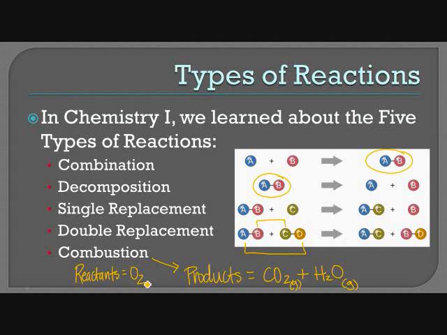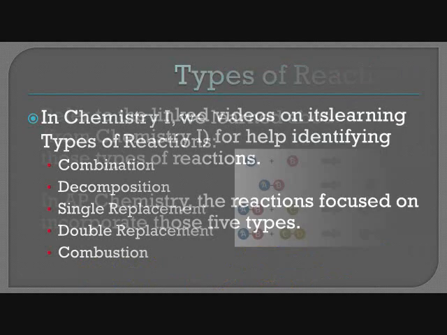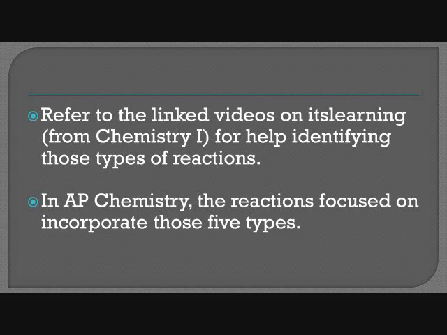So these are the 5 that we learned in Chem 1. If you don't remember how to identify these types, I will link some videos from the Chemistry 1 library of videos to help you with that. But in Chem AP, we are going to focus not so much on those 5 types, but we have some other types that those 5 fit into. And so we have to just know what those 5 background ones are.